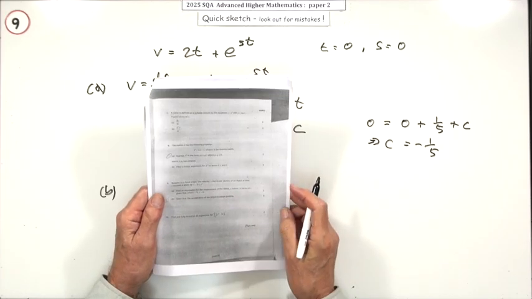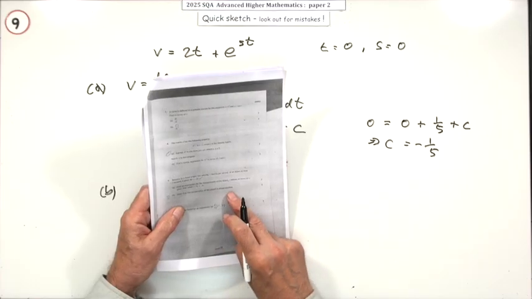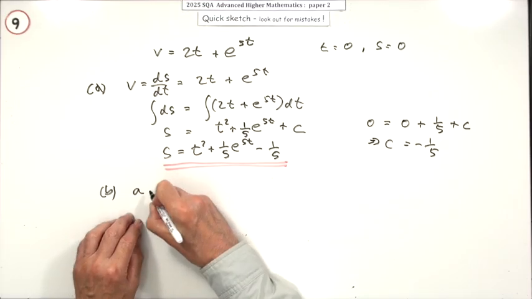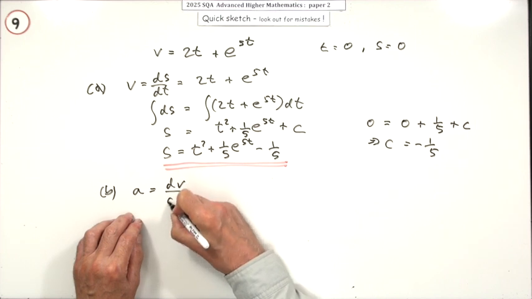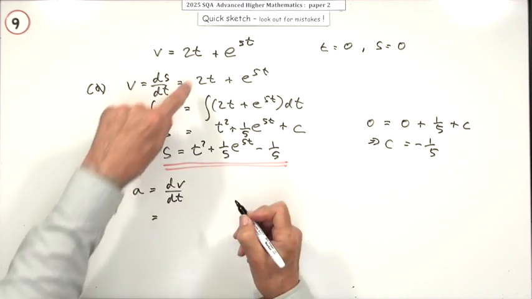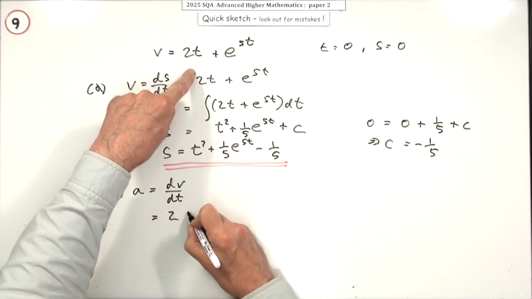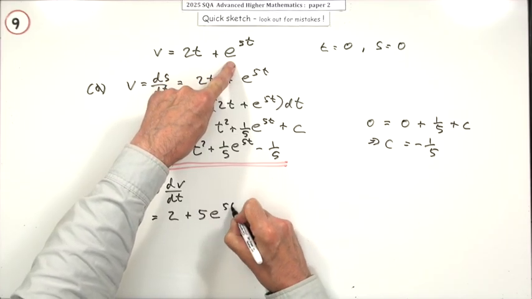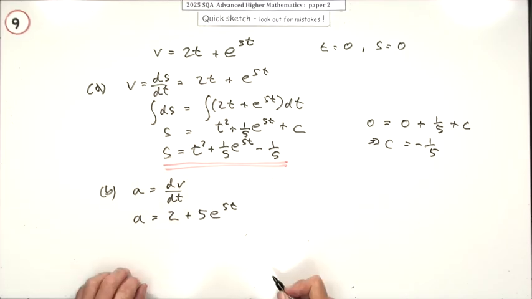Now part B says, show that the acceleration of the object is always positive. Well, the acceleration is the rate of change of the velocity. And the rate of change of the velocity is just going to be 2 plus, differentiating that, 5e to the 5t. Well, there you go.